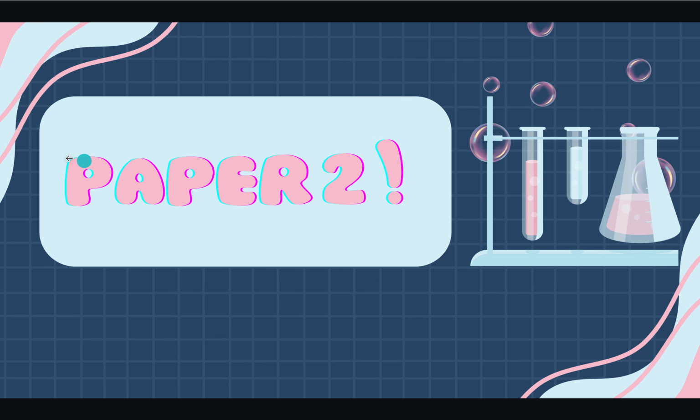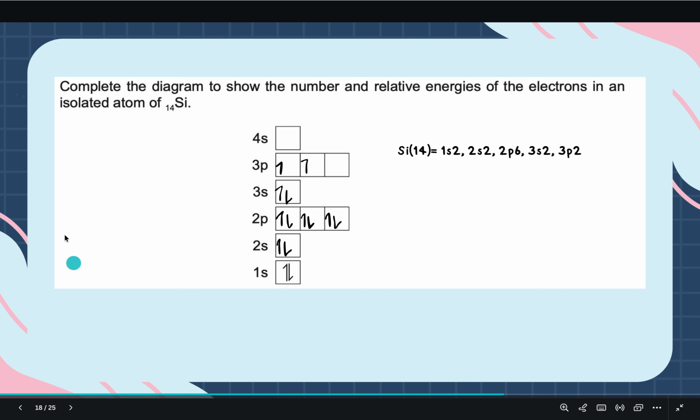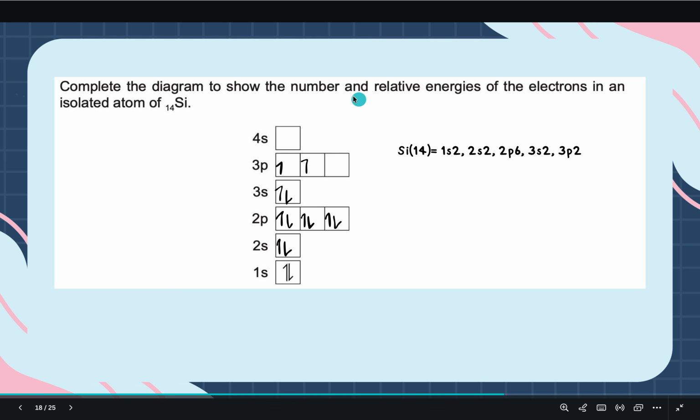Next, okay. So now we're jumping to questions that I take from paper 2. The first question from paper 2 is: complete the diagram to show the number and relative energies of the electrons in an isolated atom of silicon 14. So here is the electron configuration of silicon with 14 electrons, and so we just convert it to this table, which results in this.